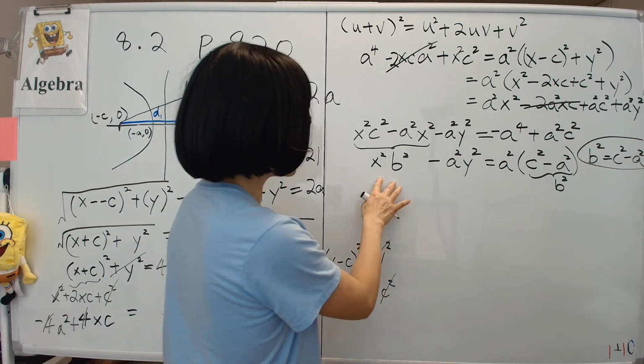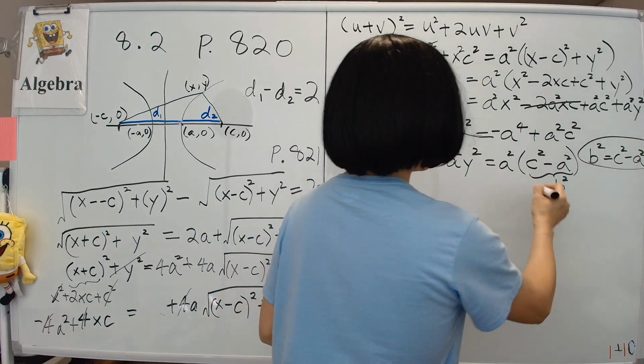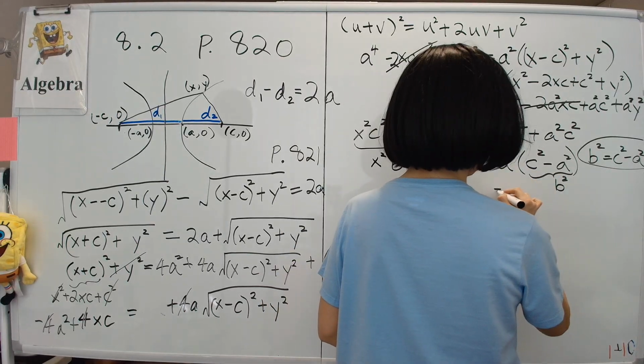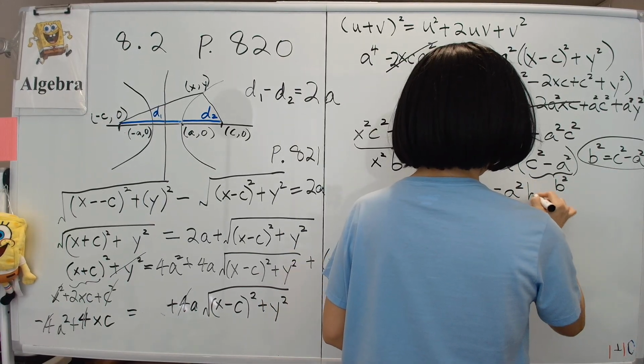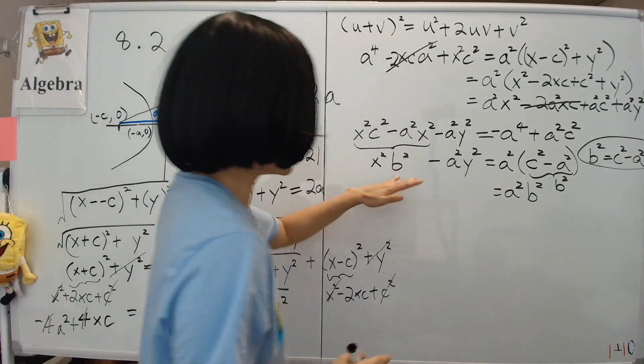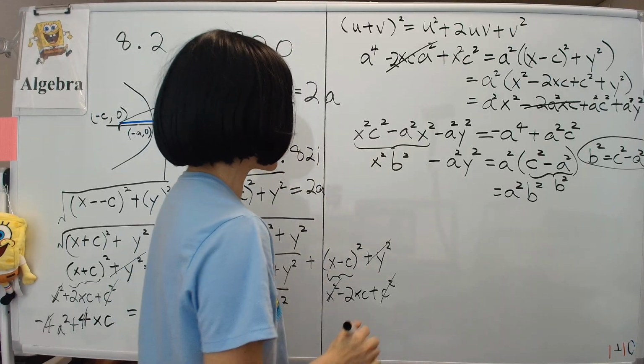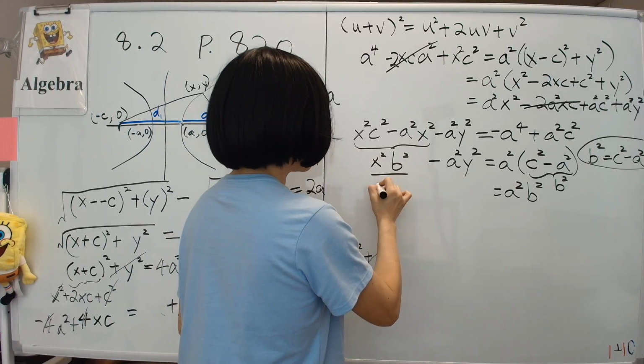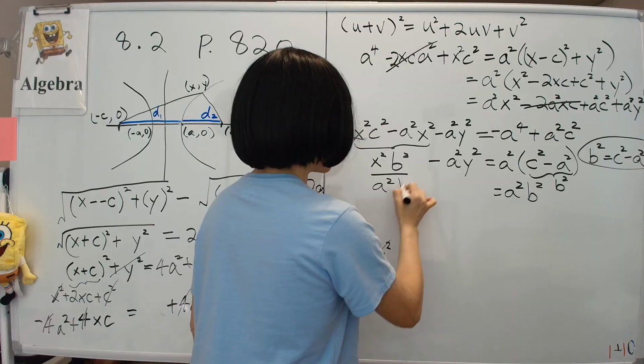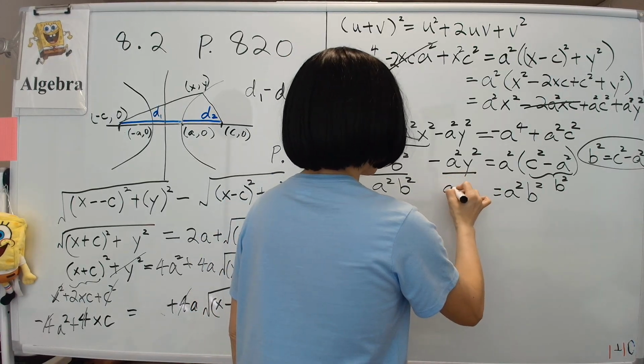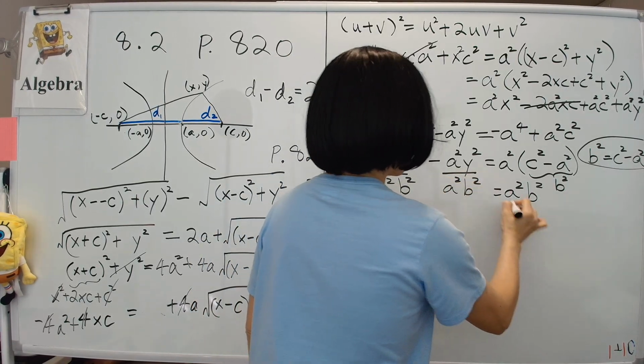So the next step we're going to do is divide. This part is just equal to a squared b squared, and we're going to divide everything by a squared b squared. Once we do that, let's divide a squared b squared across the board. Okay, a squared b squared, and so is this.